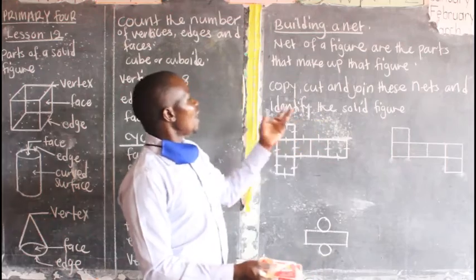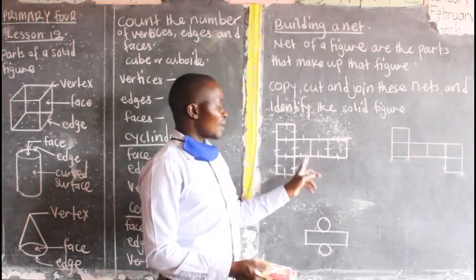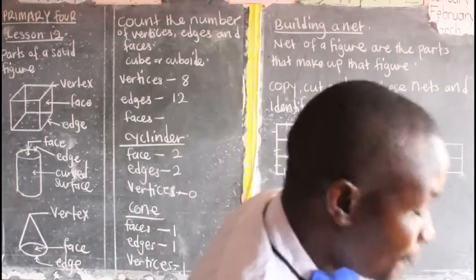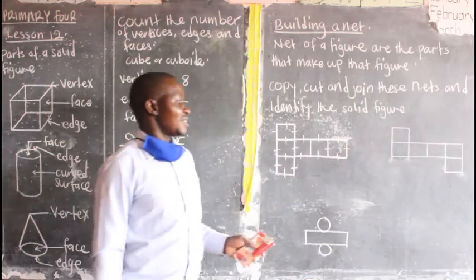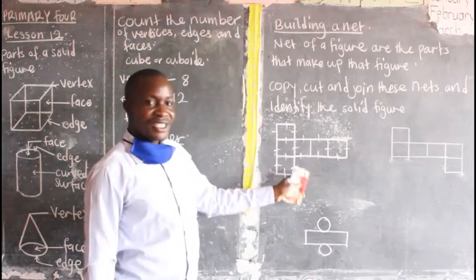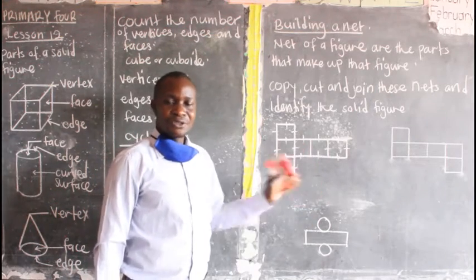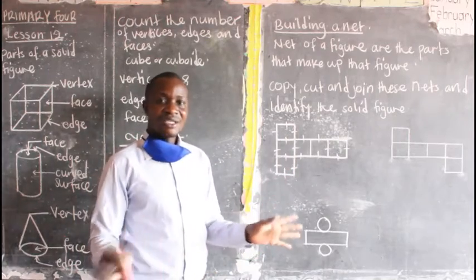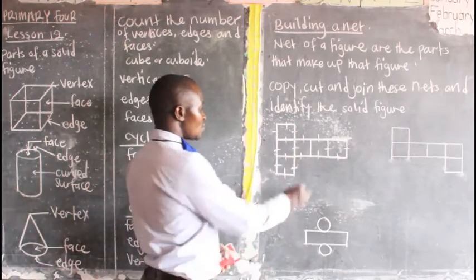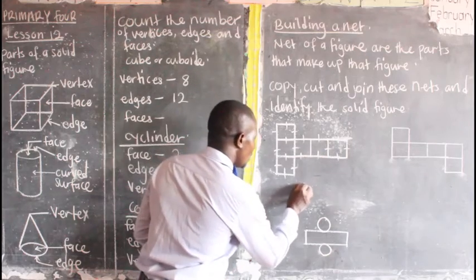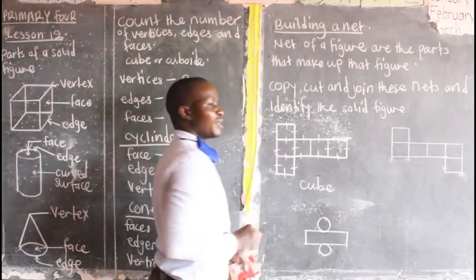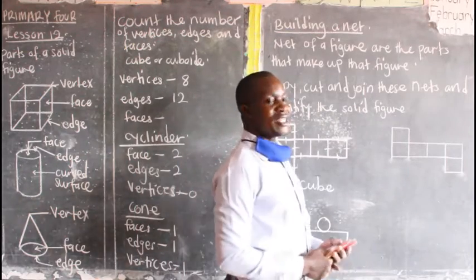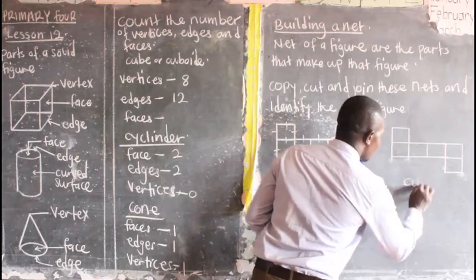When we talk of a net, like this one, I've just drawn the nets. Like now, this one is a net of a tube. These parts here show that all sides are equal. All sides are equal. This one here. So this one is a net of a tube. Then this one here is a net of a cuboid.